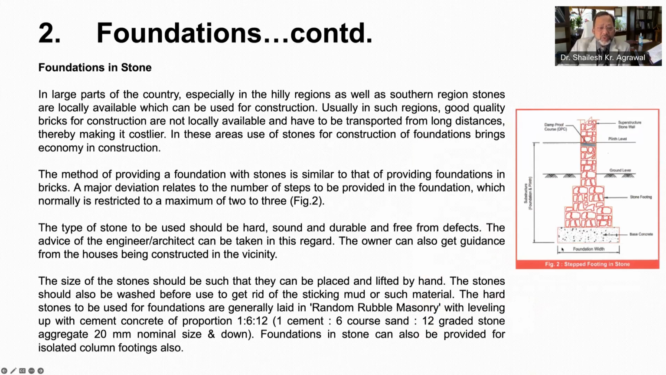While laying stone foundation, the size of stone should be such that they can be placed and lifted by hand. These stones should also be washed before use, and these hard stones should be laid in random rubble masonry with leveling up with cement concrete of 1:6:12, where 1 is cement, 6 is coarse sand, and 12 is stone aggregate of 20 nominal size and down.